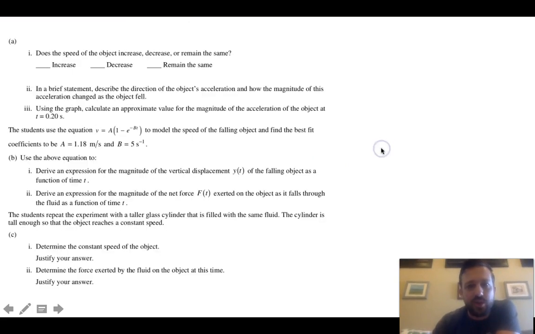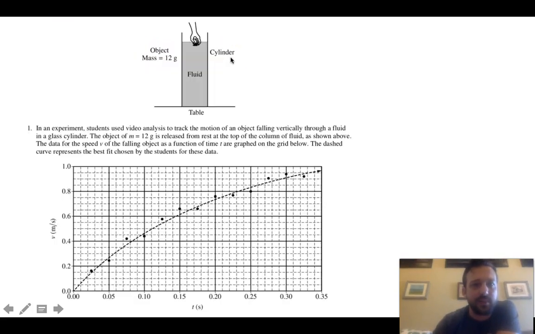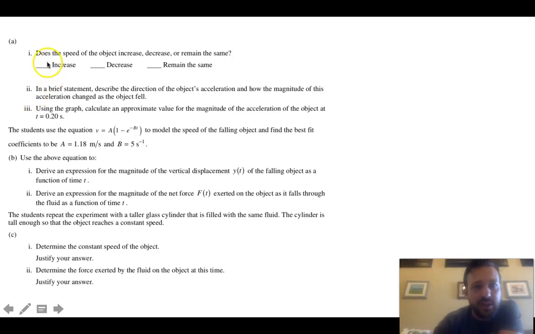The first question is, does the speed of the object increase, decrease, or remain the same? Looking at this graph, you can look at the dots and they are moving in an upward trend, which means the velocity is increasing as time goes by. So this one should be a pretty easy one to get. It increases. The speed of the object increases. So you would mark that, you get a point.